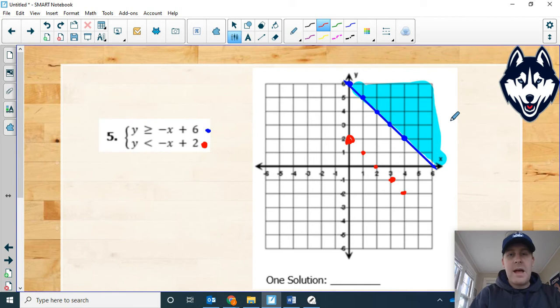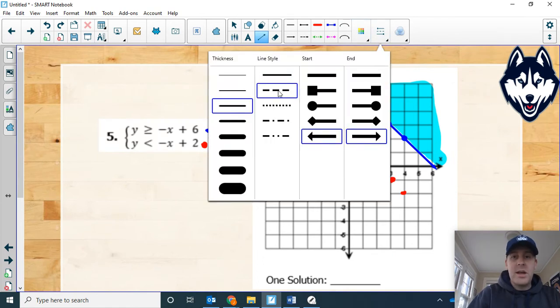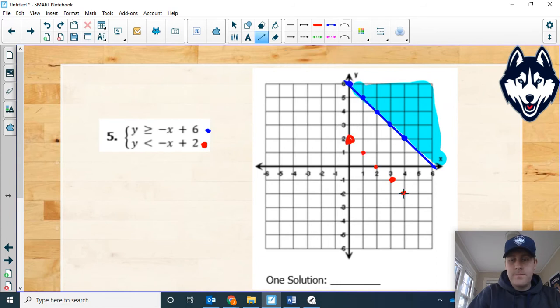All right. Now let's figure out what type of line to use. Since y is less than and not equal to, we're going to use a dashed line. Okay, let's make it red. All right, let's extend it the whole way down.